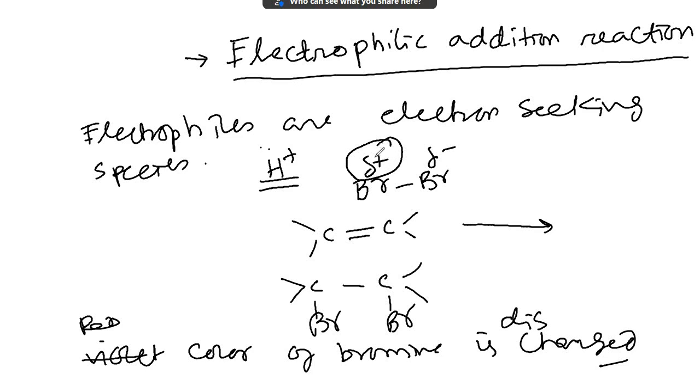One end produces plus, one end produces minus. So first the bromine will attack one end, and the other end will carry a positive charge which will be attacked by Br minus to give you the 1,2-dibromide. The positive part approaches the double bond first, and the other part carrying the positive charge is attacked by the negative part.